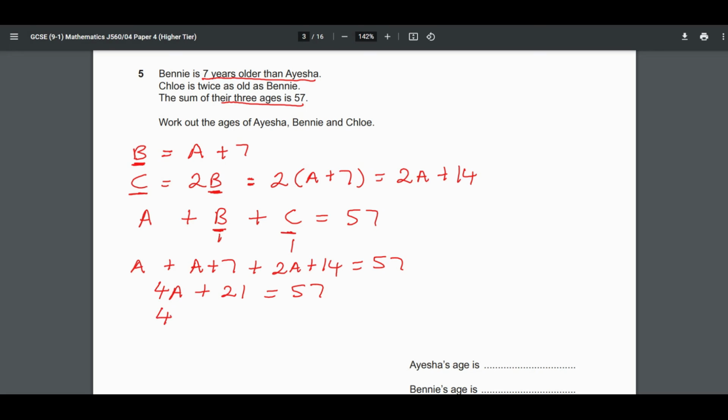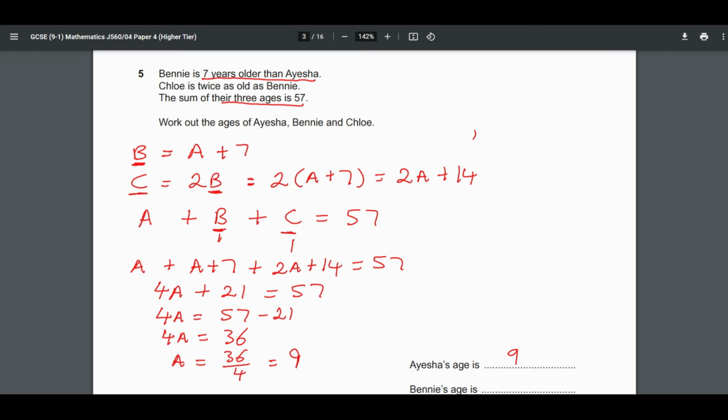So we'll move 21 to the other side. So we have 57 take away 21, and 4A then will equal 36. And then A will equal 36 divided by 4, which equals 9. So Aisha's age will be 9.